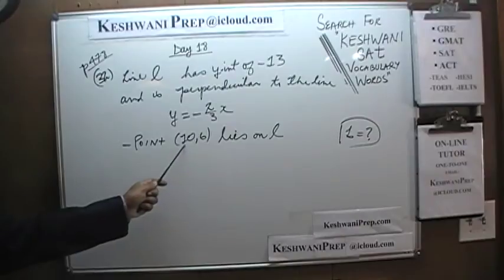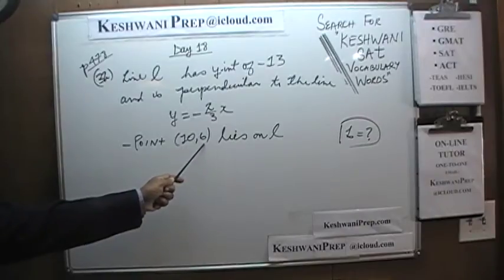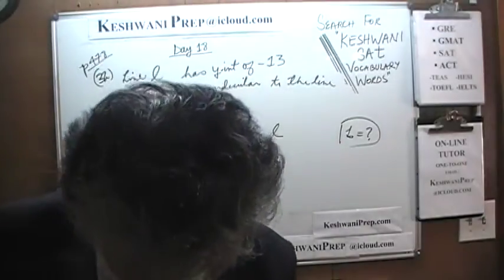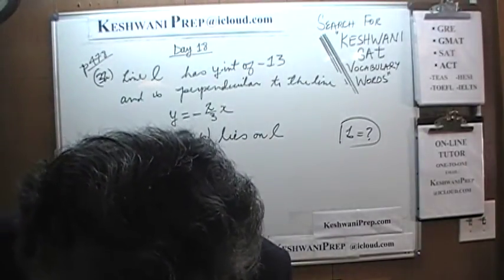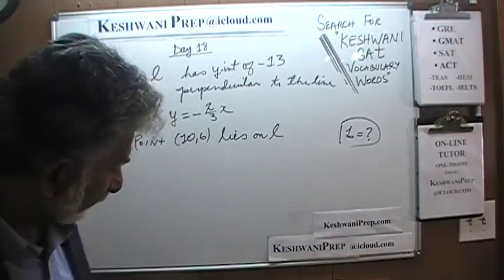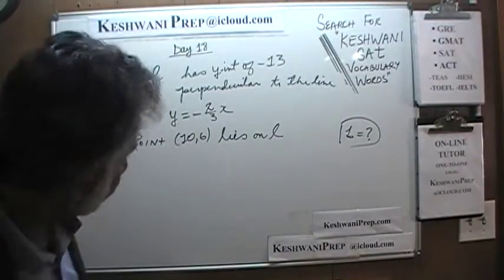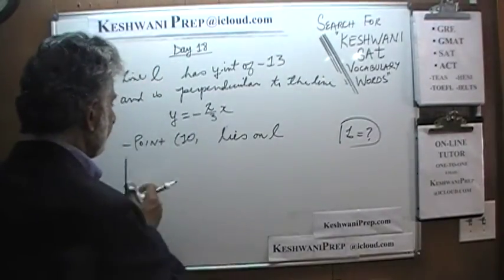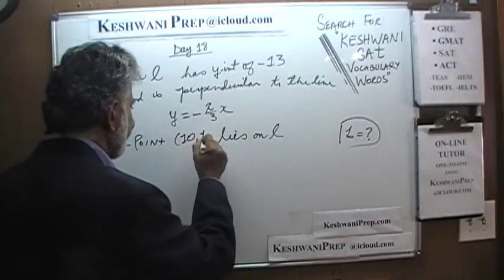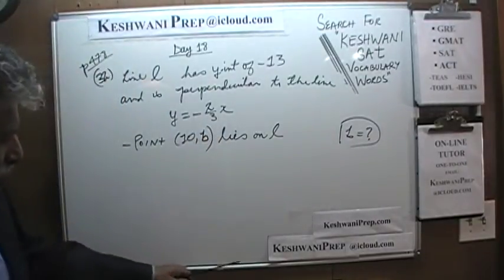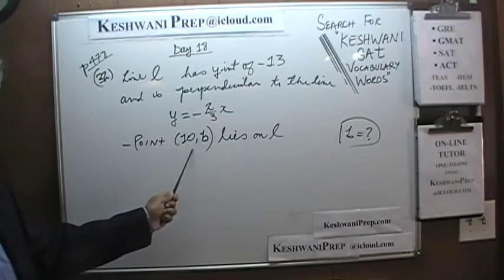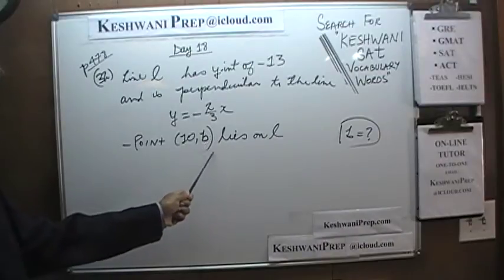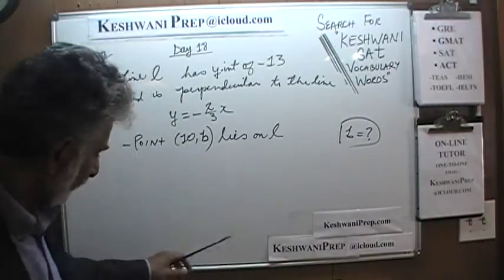This line goes through this point 10, 6. This can't be, because I don't see any B anywhere in the problem. It's not 10, 6, it's my handwriting. It is not a 6, that's a B. It goes through points whose x-coordinate happens to be 10, y-coordinate happens to be B, and the question is how much is B. Let's get going, shall we?